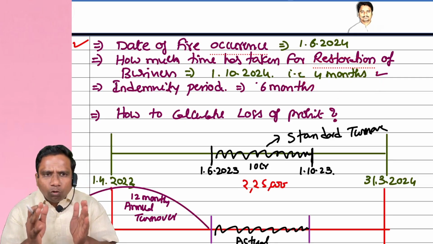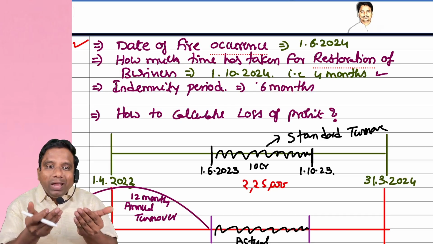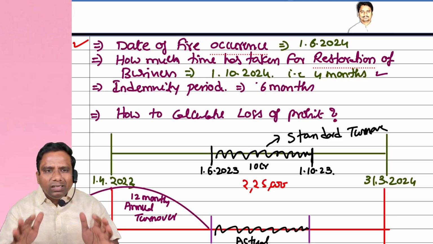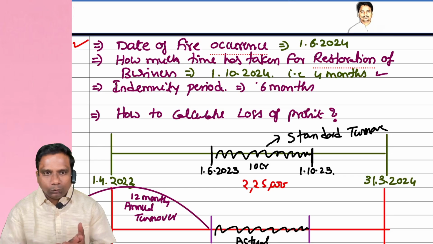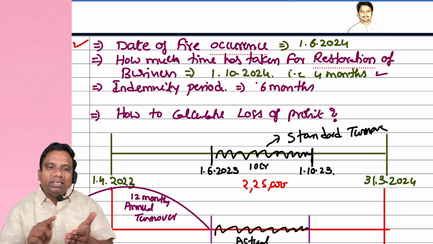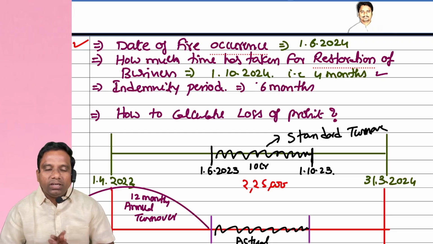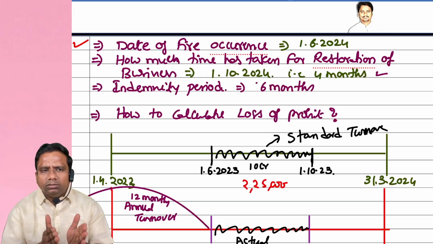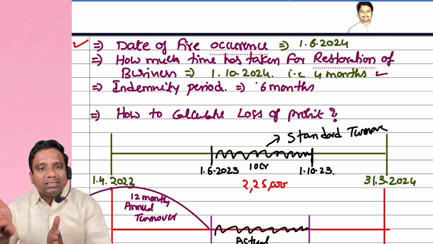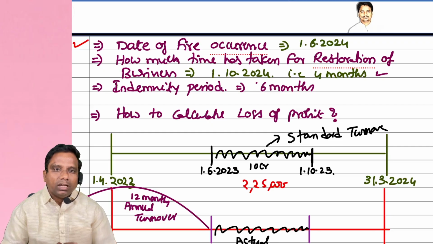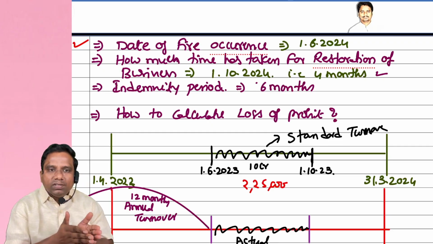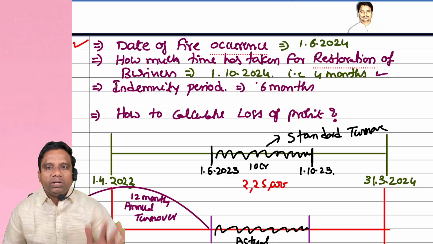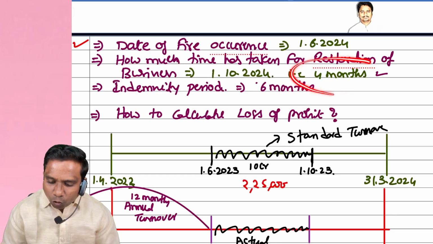Means for the 4 months time period, you may not be in a position to sell goods. Yes, sir. Completely, you are not in a position to sell goods. Means your turnover is zero during this 4 months time period. Next question: have you done any business in separate premises? Have you carried on the same business by taking another premises on rent for a temporary period? How much time has it taken? 4 months, right?